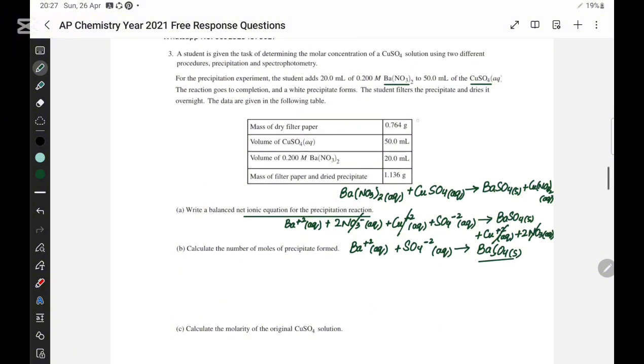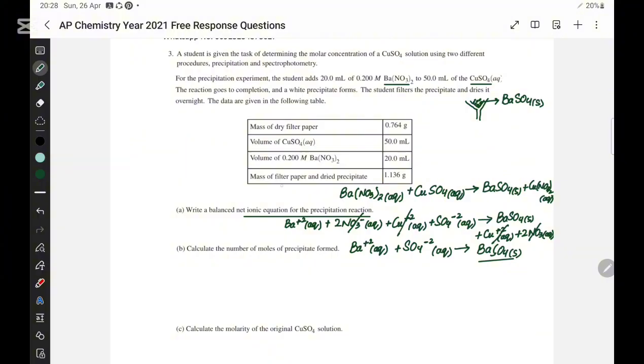They are saying the mass of dry filter paper. First of all, they are mixed together, and then they are going to pass through the filter paper, and on the surface of it we are going to have barium sulfate precipitate, and the barium sulfate precipitate would be in solid state.